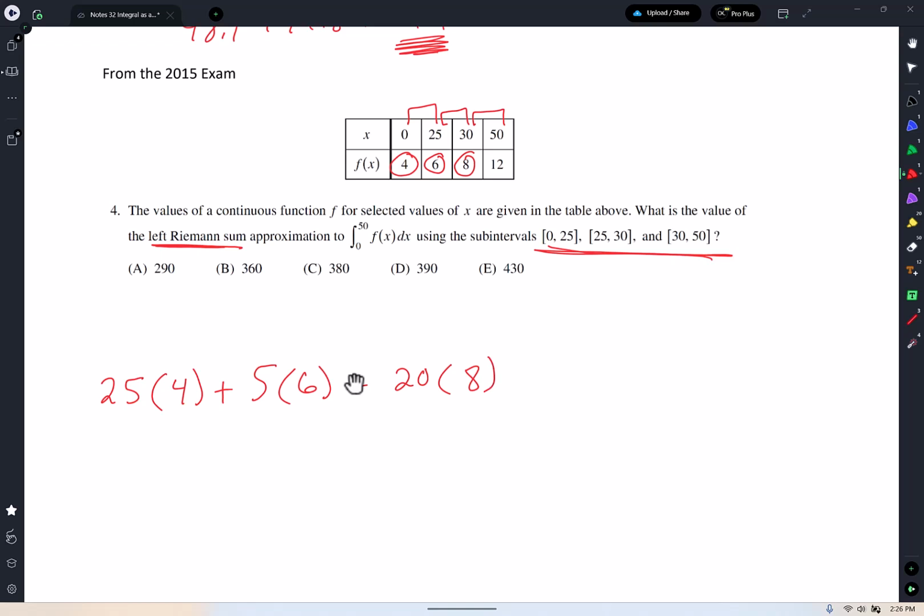Yes. 25 times 4 is 100. 5 times 6 is 30. And then 20 times 8: 20, 40, 60, 80, 120, 140, 160. Excuse me. Let's see. 100 plus 160, that's 260, plus another 30, that is 290. There were no units on this one, so there it is. How do we feel?